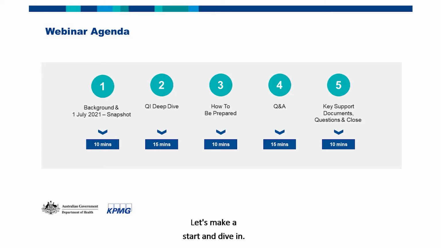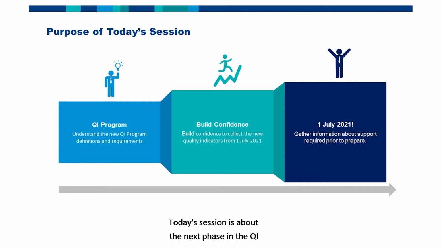Okay, so let's make a start and dive in. Today's session is about the next phase in the QI program journey, which will see the QI program expand to include new quality indicators from 1 July 2021. This webinar will help you understand the new QI program definitions and requirements as set out in the QI Program Manual 2.0 Part A, build your knowledge and confidence to collect the new quality indicators from 1 July 2021, and help us understand what information and support would help you prepare for the change.